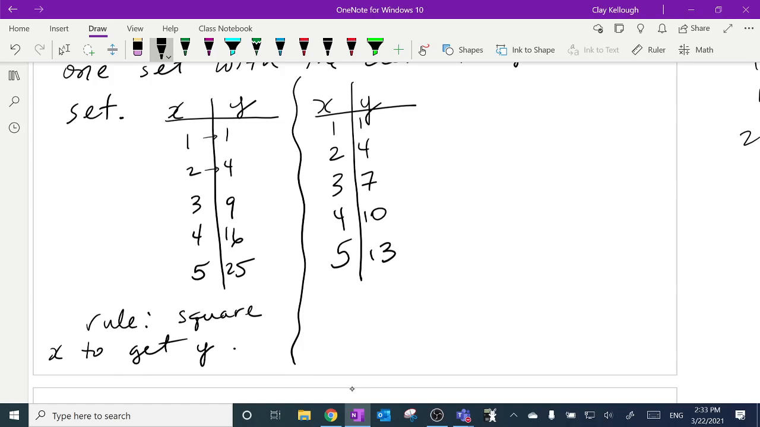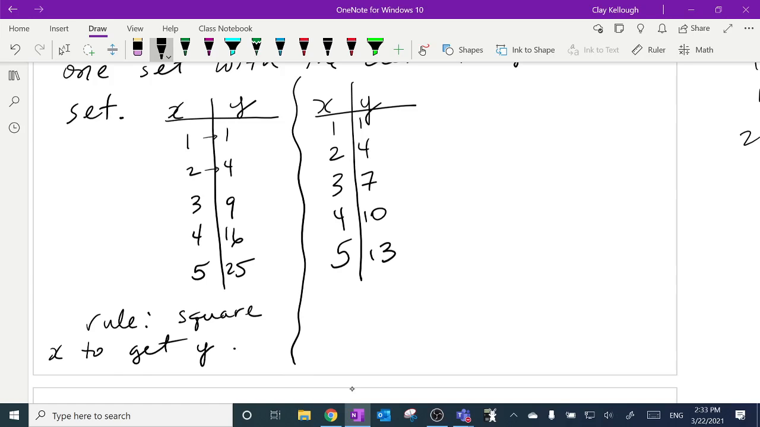What do you think it is? Plus 3, or double plus. What do you think it is? Okay, that's good, you've got it in a sense. As X increases by 1, Y increases by 3.